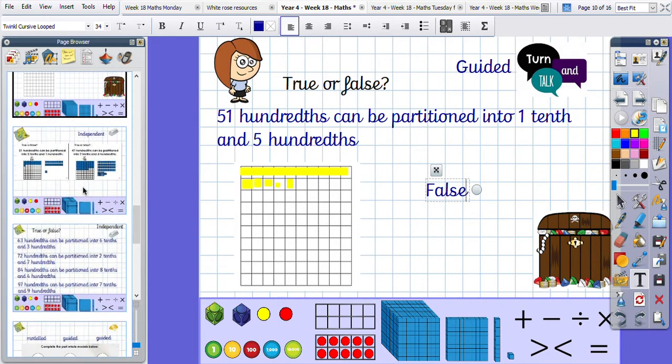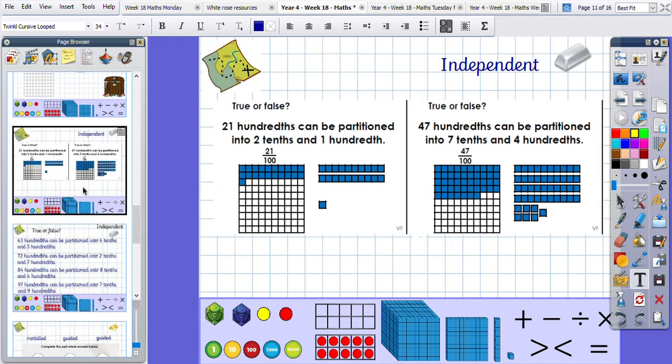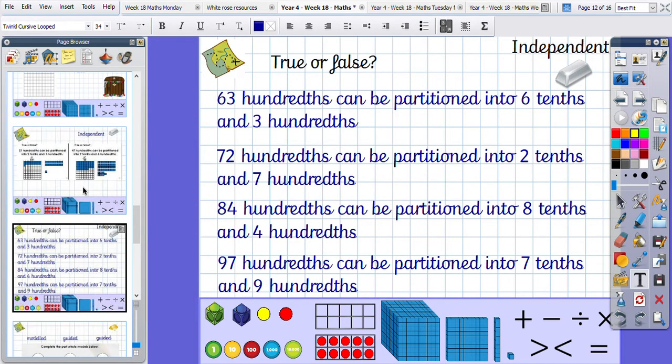So for silver, you have 2 questions, true or false, with pictures to help you. And then you have some more questions to complete without the pictures to see if you can show your understanding about the equivalence between tenths and hundredths.